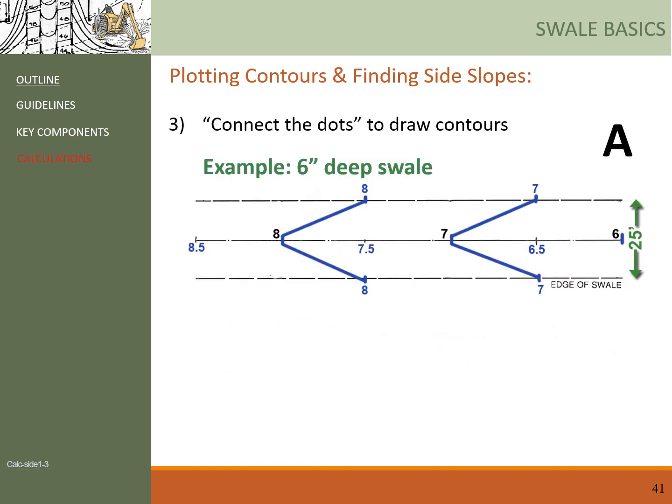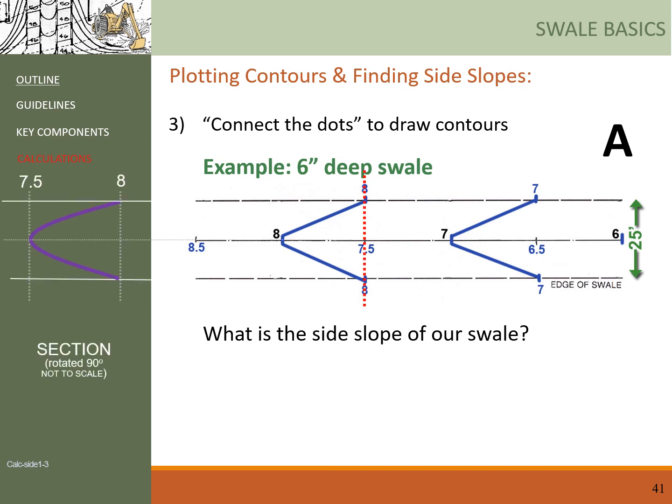Next, we connect the dots to draw the contours. One last thing that we need to find out is the side slope of the swell. Let's borrow the cross section that we constructed before in the previous slide. This is to find out the side slope indicated by the red arrow. And because it's a slope, we know that the formula to use is S equals V over H multiplied by 100, right? But what is V and what is H?